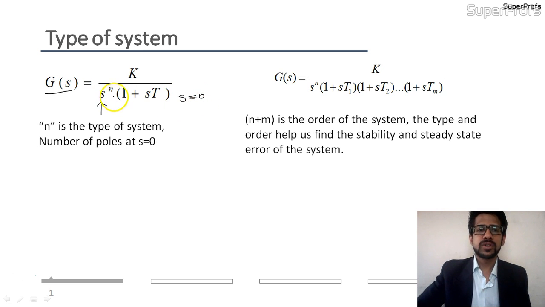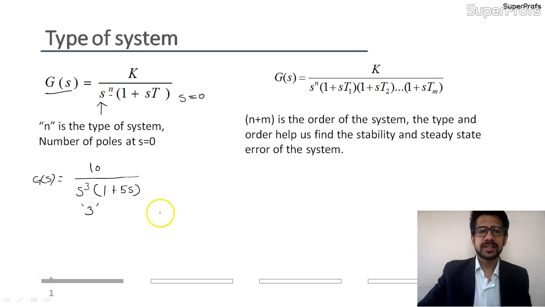So at s equal to 0 you have n values, and hence small n is the type of system, which is nothing but the number of poles at s equal to 0. So if I have a system such as 10 upon s raised to 3 into (1 plus 5s), the type of system for this G(s) would be 3.